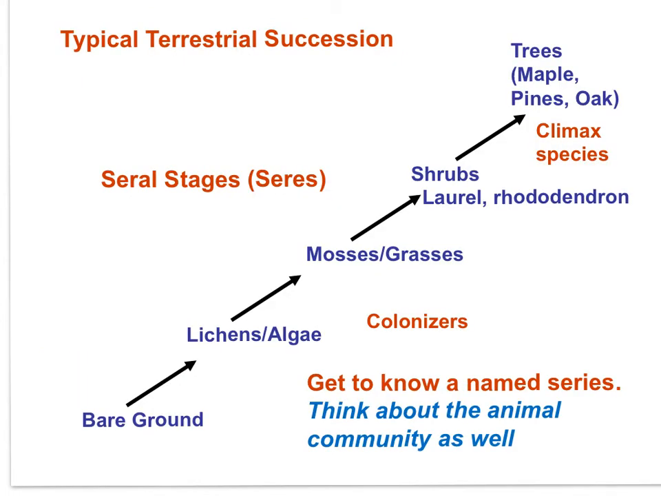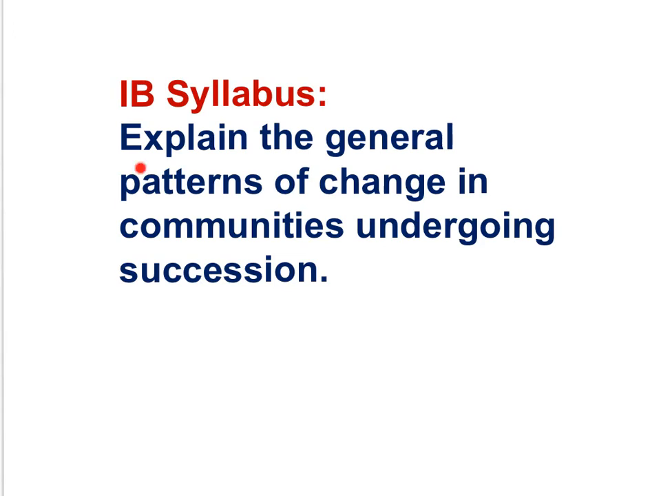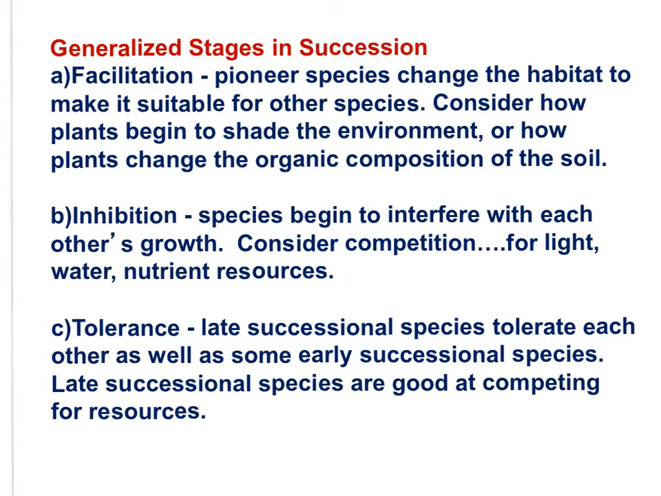It's important that you become comfortable with describing succession in a named habitat, such as temperate deciduous forest, as I've provided in this slide. There are other successional series that might interest you. Sand dune succession, known as a psammosere, or succession beginning with shallow ponds, a hydrosere. So you need to be able to explain the general patterns of change in communities undergoing succession. So let me provide a bit more technical information on the succession process.